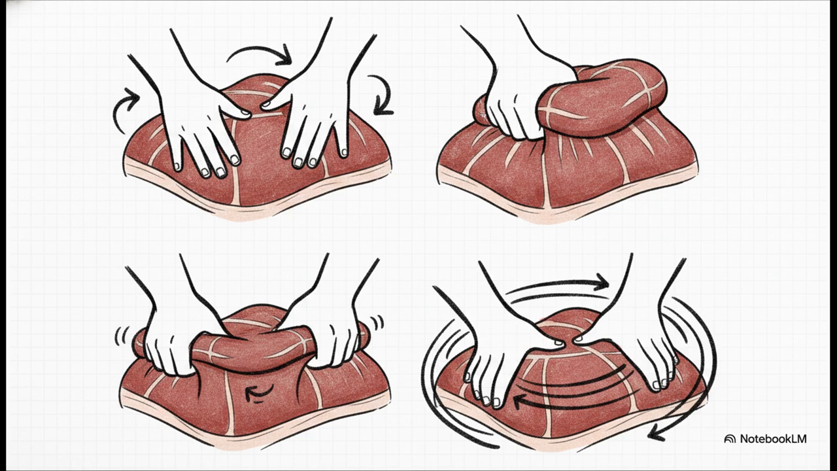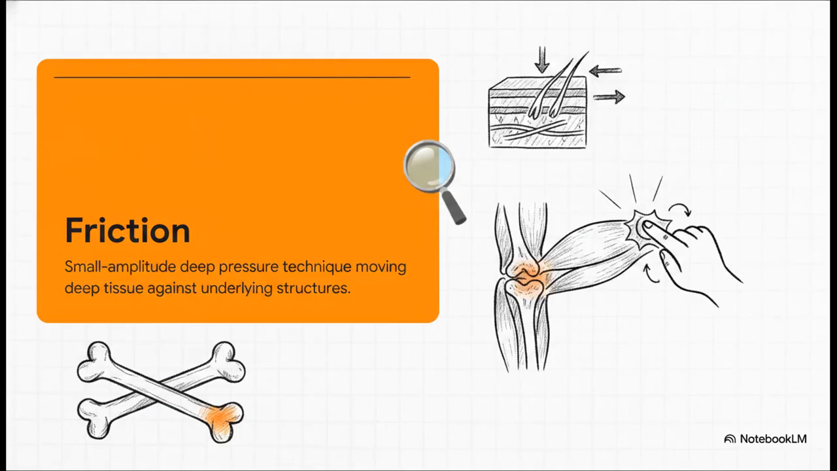You must actually engage, lift, and move the full thickness of the muscle or fascia to actually achieve those physiological effects. Next up, we have friction. This is a small amplitude but very deep pressure technique. You are moving deep tissue against underlying structures without sliding over the skin surface. The skin literally moves with your finger.